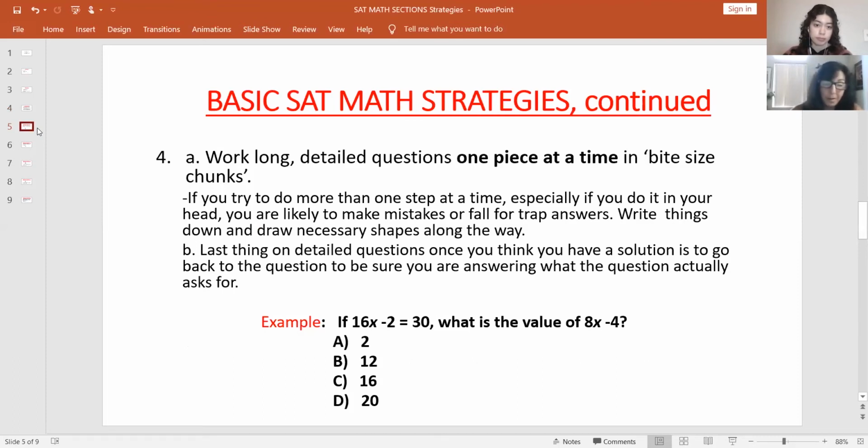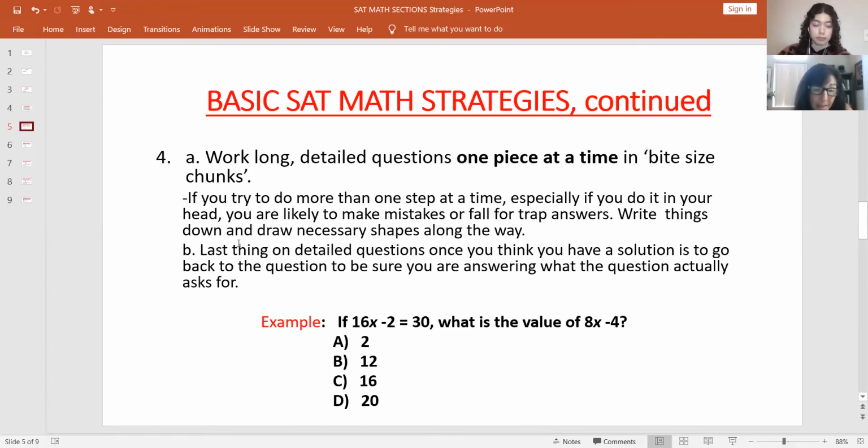Number 4. Work long, detailed questions one piece at a time in bite-sized chunks. Okay, so this one is not a long, detailed question, but it still needs to be done carefully. If you try to do more than one step at a time, especially if you do it in your head and you don't write it down on paper, you're likely to make mistakes or fall for trap answers. Write things down and draw necessary shapes along the way.